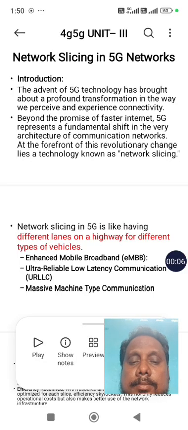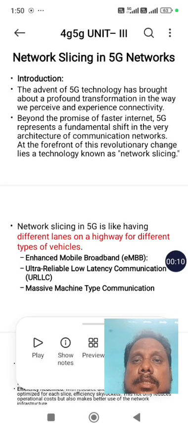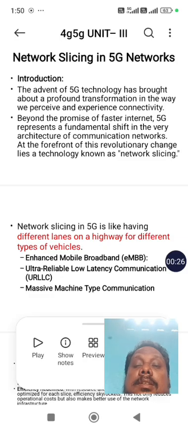Dear students, in the 4G 5G communication network, let us have the topic network slicing in 5G networks. It is coming under the third unit. So let us have what is meant by network slicing, how it has been implemented, and what are the parameters that have to be considered when we are studying about network slicing.